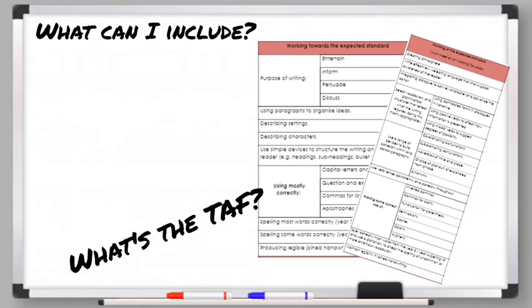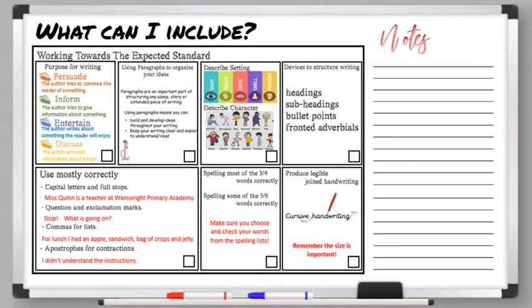So let's think about the kind of features that you can include. So again, looking at the TAF to help us out here, and we'll look at the child-friendly one to make that a little bit easier. Okay, so let's have a look at working towards the expected standard. So let's identify the purpose for writing. Now, obviously, because it's a setting description and it's part of a storytelling device, it's writing to entertain.